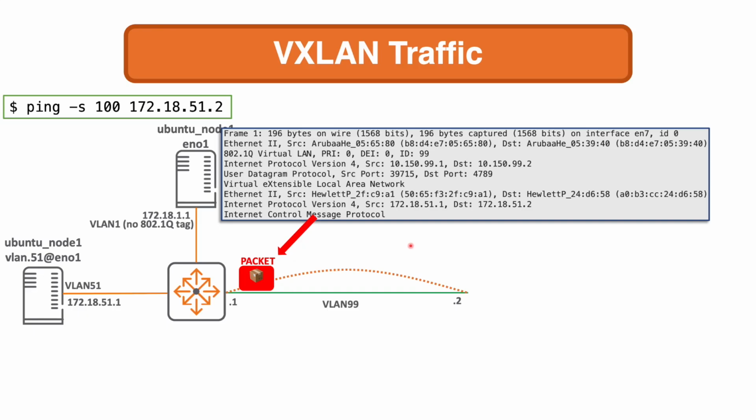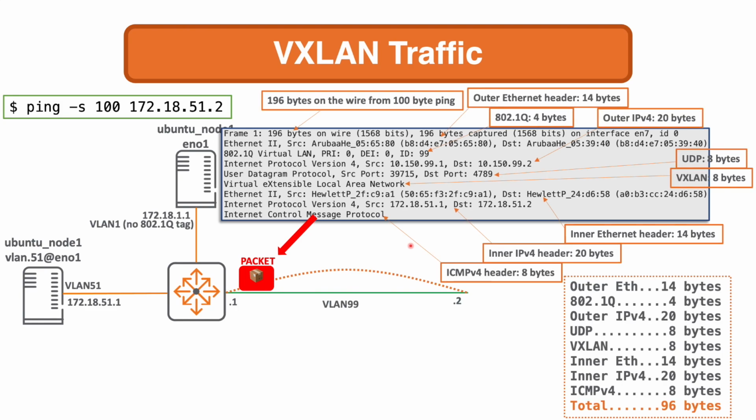Now that we know that we conform to the RFC, let's have a closer look at the headers in this frame then. I've broken it down again, and this is very similar to the first video. So we've got the 100 bytes of the ping, but we see 196 bytes on the wire, and I've broken that down.